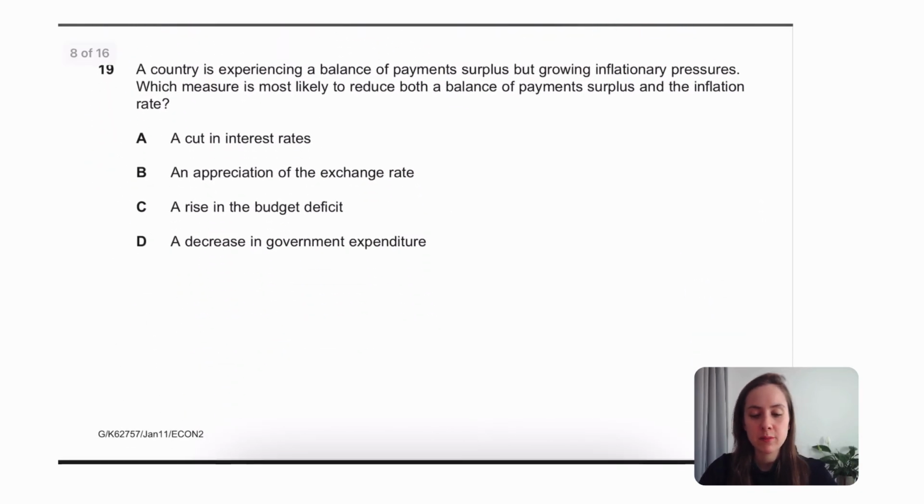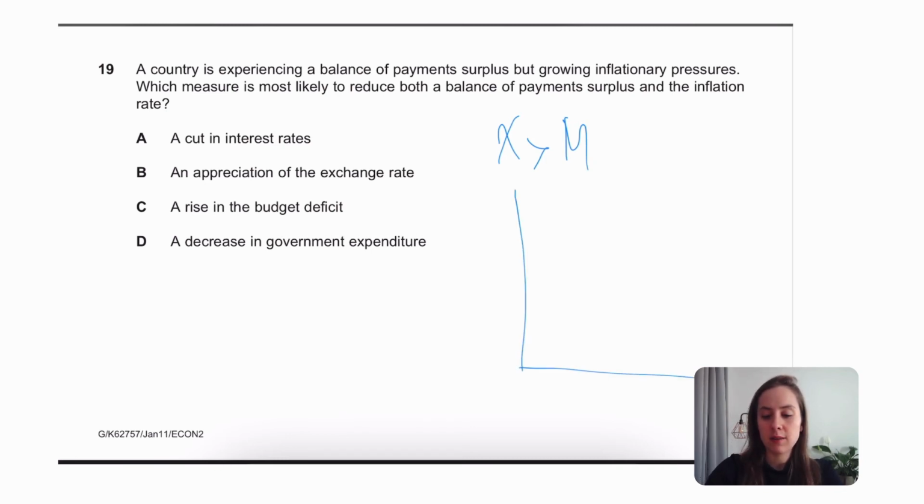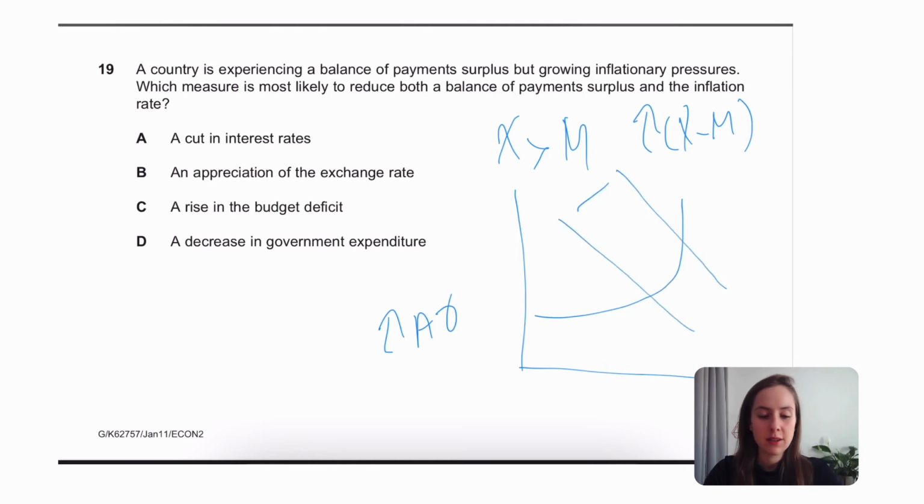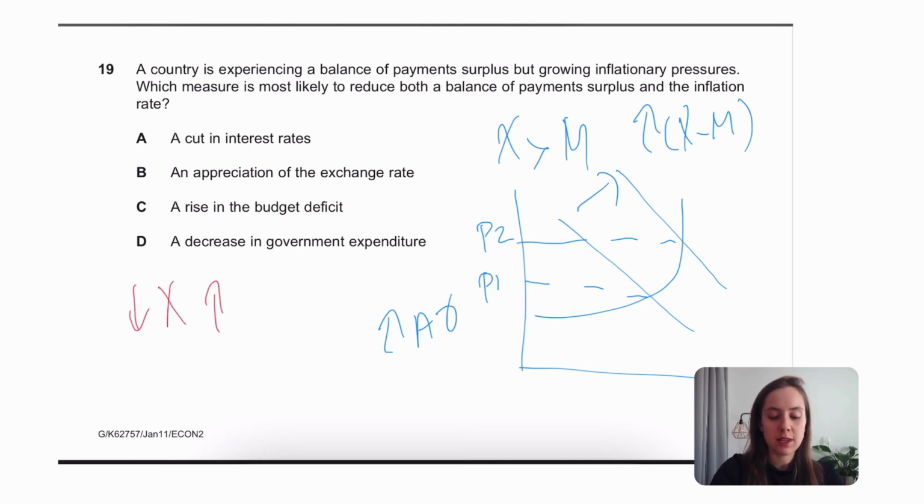Countries experiencing a balance of payments surplus, so we're looking for X to be greater than M. But growing inflationary pressures. Okay, that makes sense, because if you export more and you import less, you have X minus M increasing, which means AD increases, and you should create demand pull inflation. Prices go up from P1 to P2. So we want to reduce this. Okay, so we want to reduce the surplus, we want to reduce X, we want to increase M. So I'm just going to focus on that.